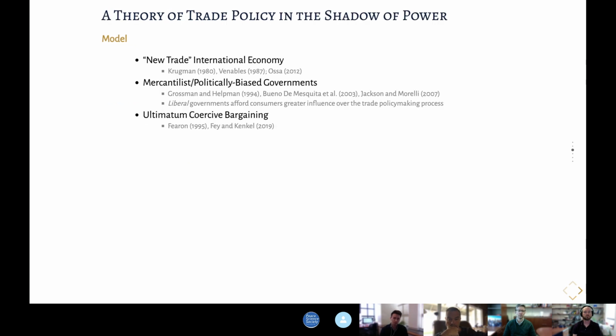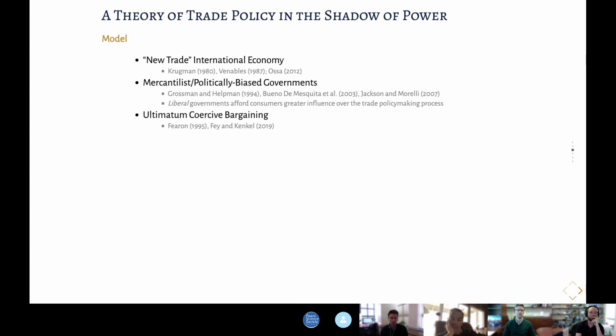So the theory I'm going to present today has three elements, and the work is going to be meshing them all together. At the bottom of everything, the engine that's going to make the model run is a new trade version of the international economy. What this is doing for me is really just connecting trade policy choices that governments make to economic outcomes like trade flows, prices, and profits, et cetera.